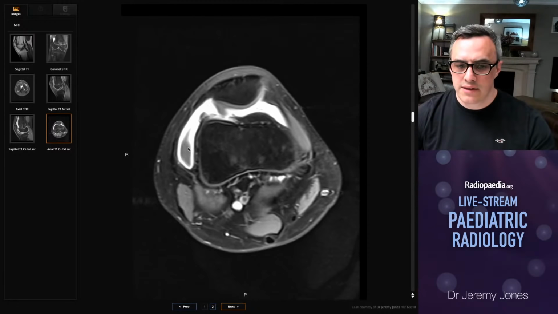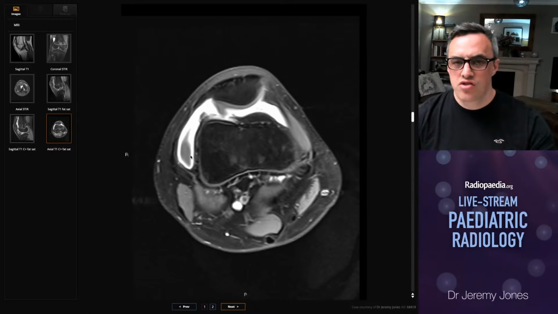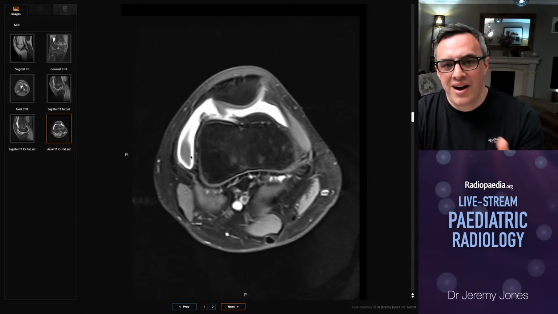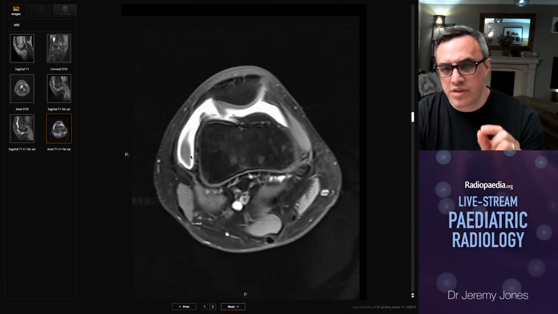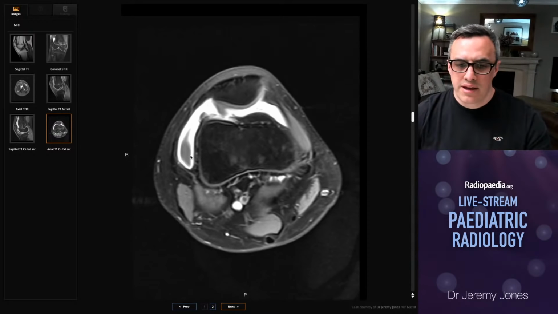But actually, the fluid here is dark. The synovium is enhancing around the outside and thickened. Do you remember on that previous case we saw there was enhancing synovium, but it wasn't thickened? Well, this synovium is thickened. This is synovitis, and this is JIA as well, so juvenile idiopathic arthritis.